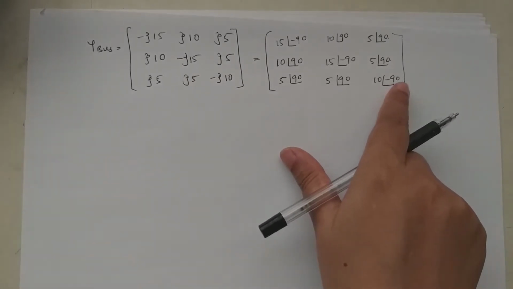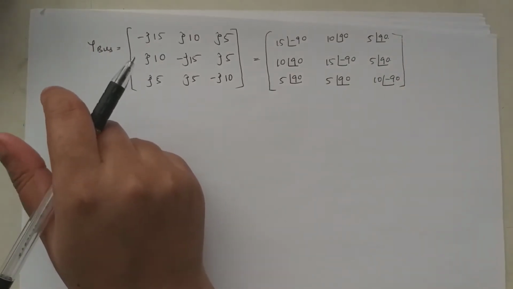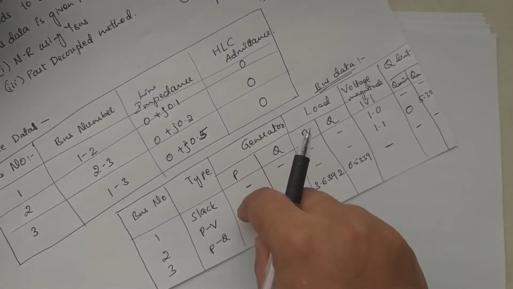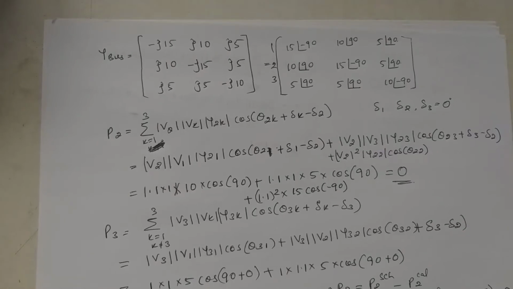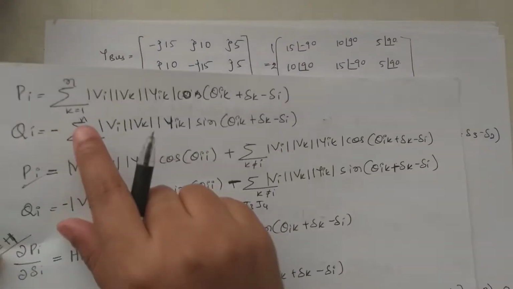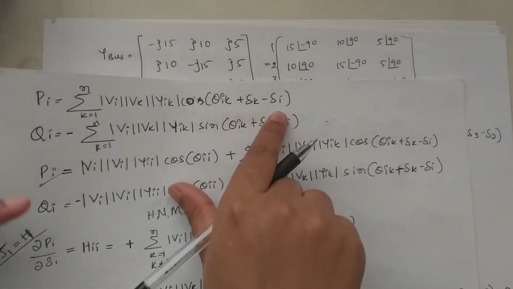Now we have to find the value of P2. Because the first bus is a slack bus, there is no need to consider it. The second bus is a PV bus, so we have to find the value of P2. P2 can be calculated using this formula: Pi is equal to the summation of Vi Vk Yik cos(theta ik plus delta k minus delta i).